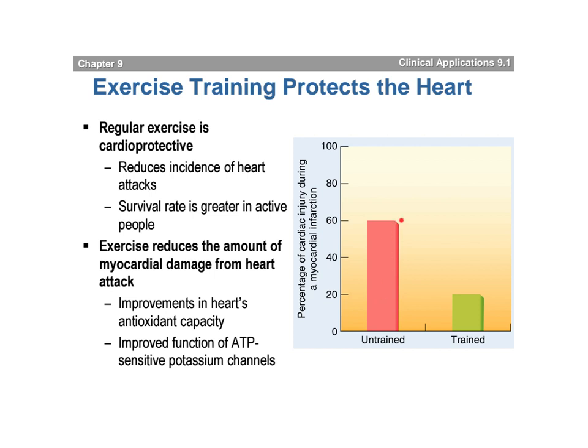So here's an untrained person. The percentage of cardiac injury during a myocardial infarction, you can see is a large percentage. For a trained person, this percentage is lower, indicating that they're not suffering from as great or important of a heart attack. And why does this happen? Well, there's some evidence that there's an improvement in the heart's antioxidant capacity.